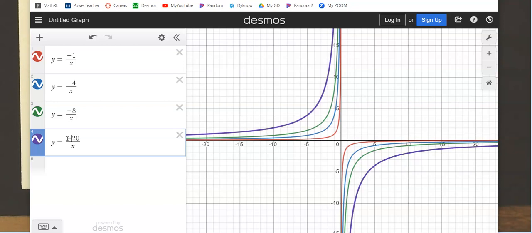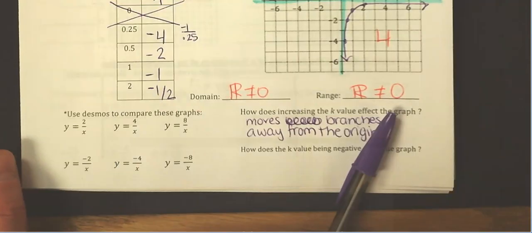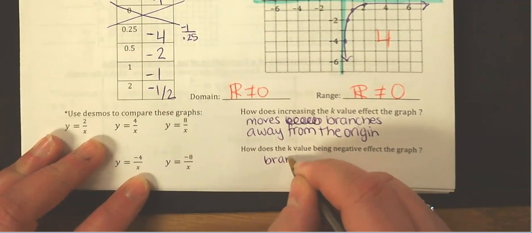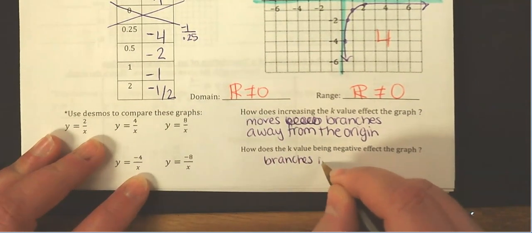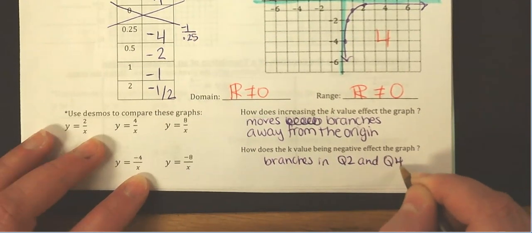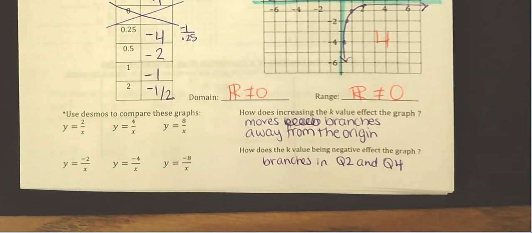They're just pulling out from the origin a little bit further as that number on the top gets to be a larger number. But they're just in different quadrants. That's the only difference that's going to happen if you change that to a negative. So if the K value is negative, then your branches are in quadrant 2 and quadrant 4. Same shape, same domain, same range, same asymptote, same everything, just different quadrants.